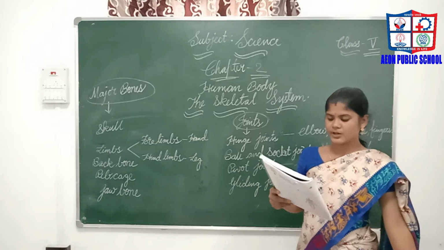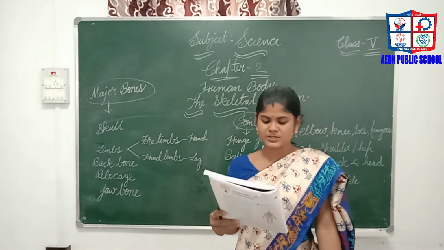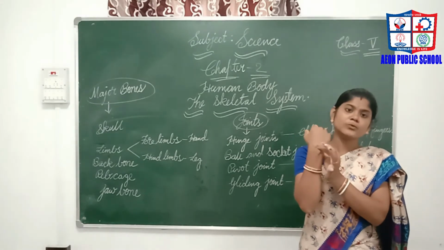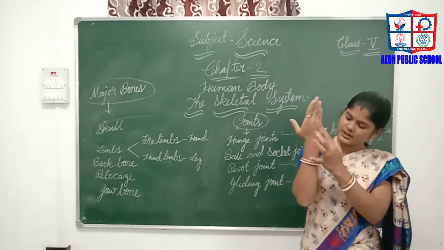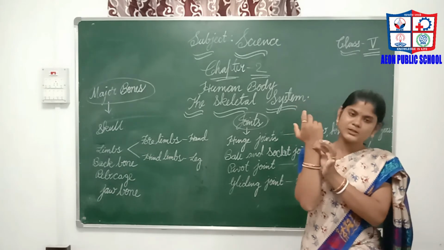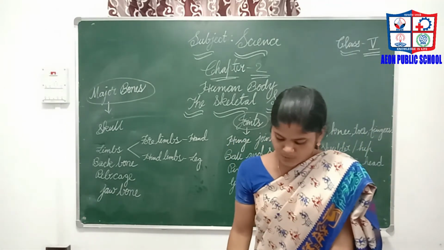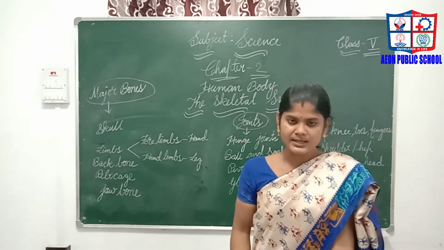Many small bones join together to make up the wrist. So here many small bones are there. So this makes a wrist. See these fingers and this arm, there is the wrist in between. Many small bones join together to make a wrist.